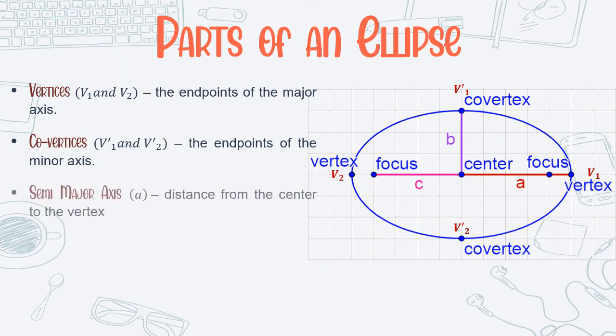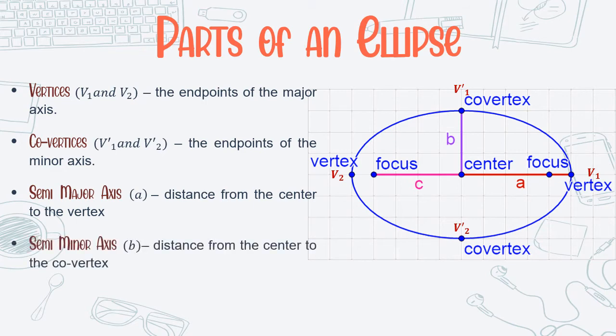Another part of an ellipse is the semi-major axis. It is the distance from the center to the vertex or to one vertex, which is denoted by a, which you can clearly see from our illustration. Now, the semi-major axis is also half of the major axis.